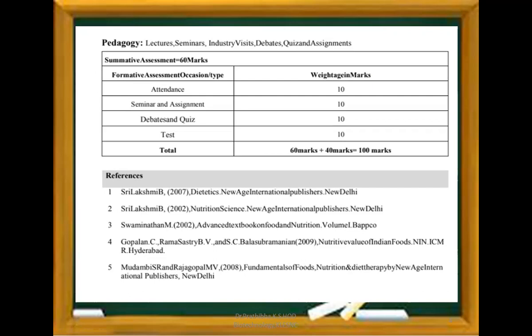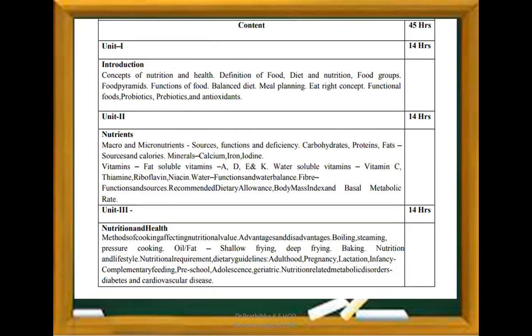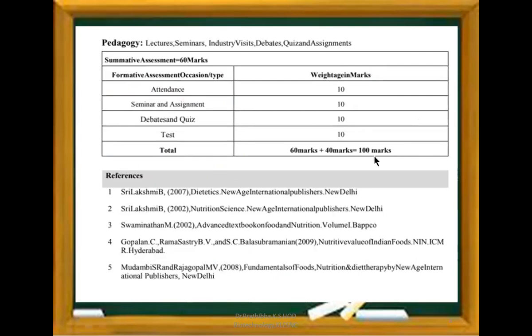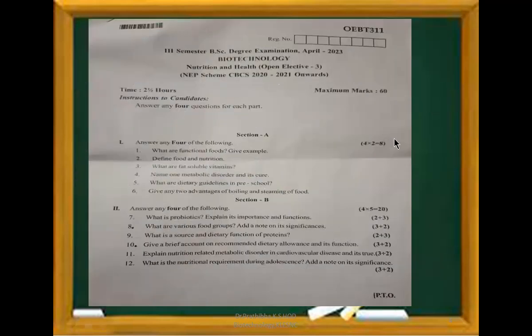In the previous slide, I went through the syllabus, units 1, 2, 3. You need to study this for your examination point of view and also for your internal test. Then here you can see how the 40 marks internal assessment will be divided. Now let us understand the previous year, April 2023, nutrition health open elective paper.